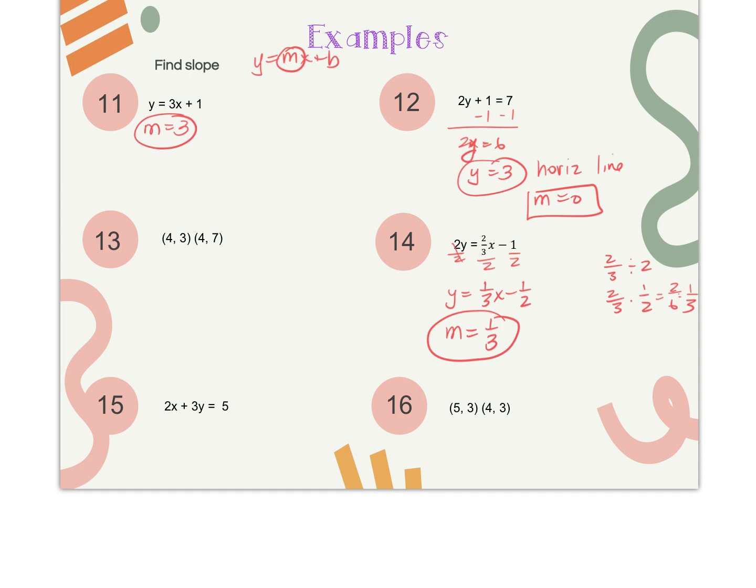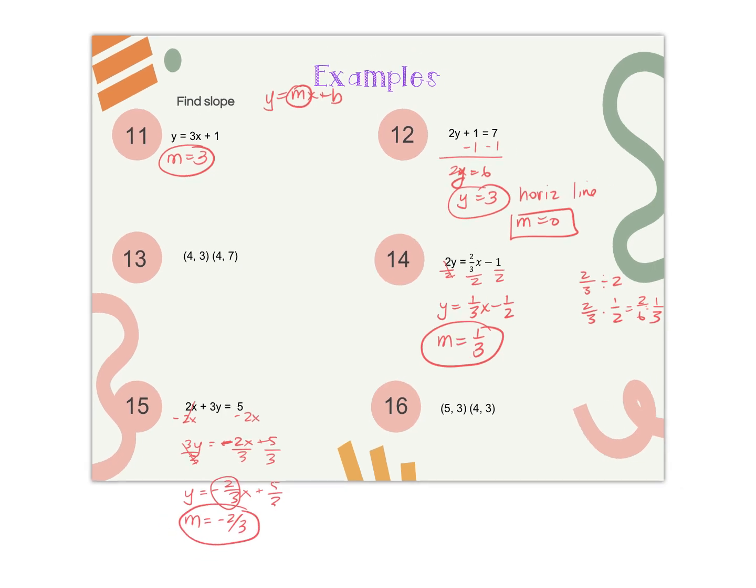When we come to number 15, right, we see another equation. It's in standard form, but again, we need to know our slope, and so we're going to have to subtract 2x from both sides. We're going to get 3y equals negative 2x plus 5, and then we're going to divide everything by 3, and we get y equals negative 2/3 x plus 5/3, and we know that this is our slope, negative 2/3, okay? And that's it for that.